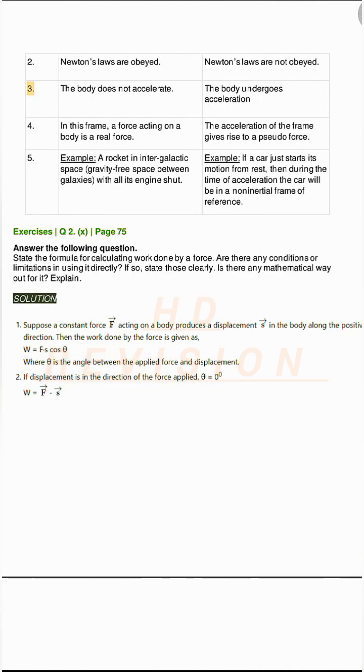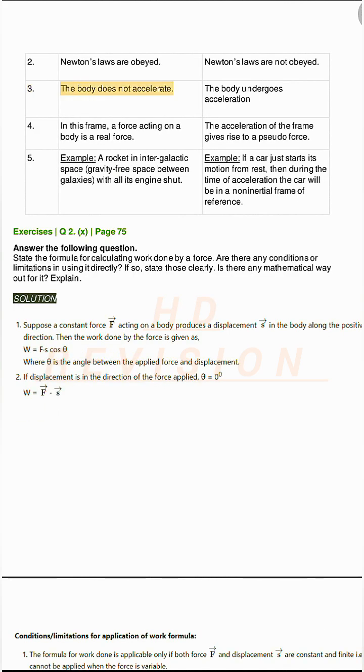3. The body does not accelerate. The body undergoes acceleration. 4. In this frame, a force acting on a body is a real force. The acceleration of the frame gives rise to a pseudo-force. 5. Example. A rocket in intergalactic space, gravity-free space between galaxies, with all its engine shut. Example. If a car just starts its motion from rest, then during the time of acceleration the car will be in a non-inertial frame of reference.